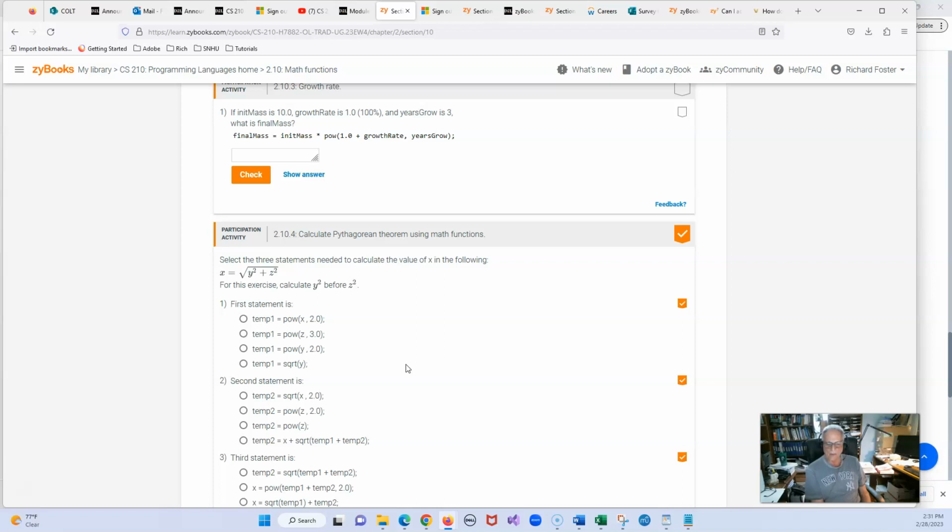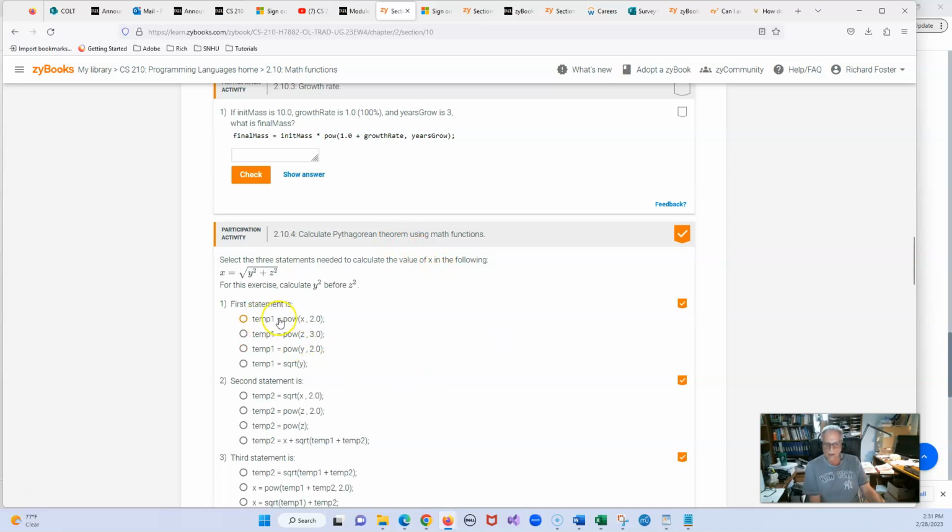Now I know they're talking about the Pythagorean theorem, which says the sum of the squares of the sides equals the square of the hypotenuse. But you don't have to worry about all that. So we're looking at x being the square root of the sum of y squared and z squared. We want to do these statements in order. So let's take a look at what they have.